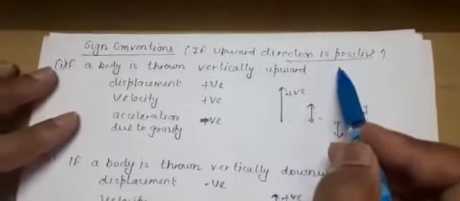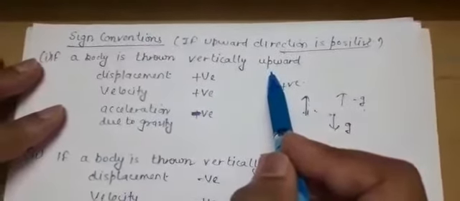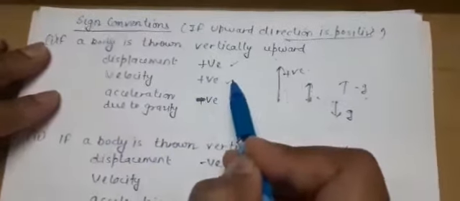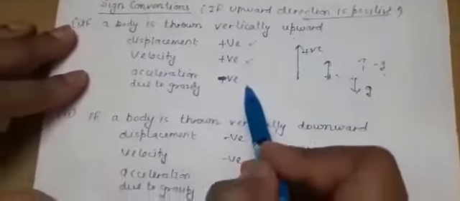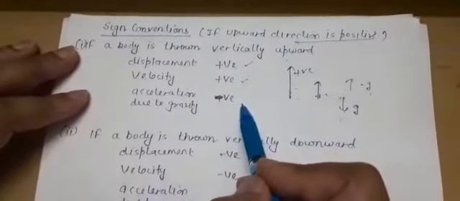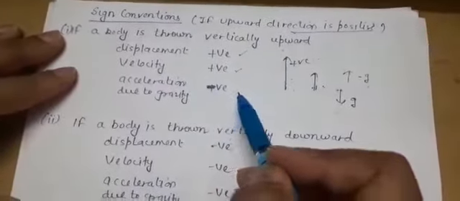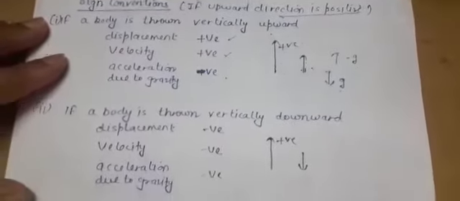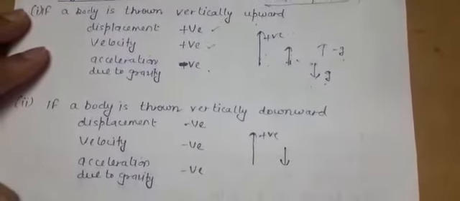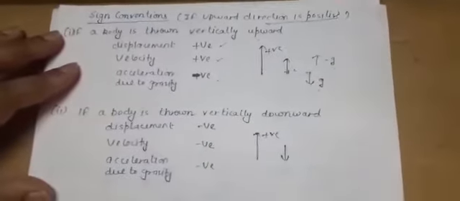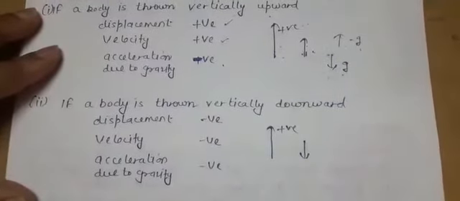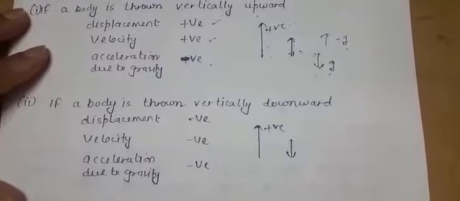If upward direction is taken to be positive and the body is thrown vertically upward, then what are the two factors which will be positive? Displacement and velocity. But acceleration due to gravity will be negative. I hope this point is clear. The main concept where students get confused is acceleration due to gravity. Actually, acceleration due to gravity always acts vertically downward. Never will it act in the upward direction. So the standard direction of acceleration due to gravity is opposite to our convention. So that's why in the upward direction, acceleration due to gravity will be negative.